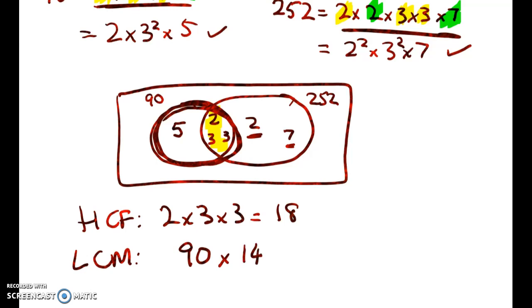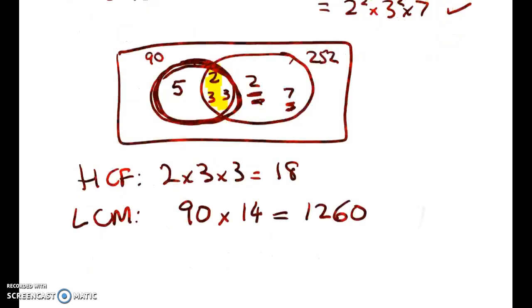So it's going to be 90 times 14, right? 90 times 2 times 7. And we can do that in our heads. We can work out that that's, well, we get 1260. So let's think about a smart way to do that in our heads.